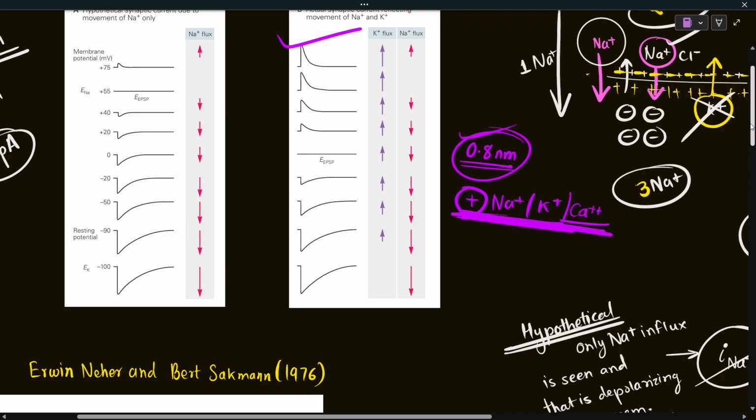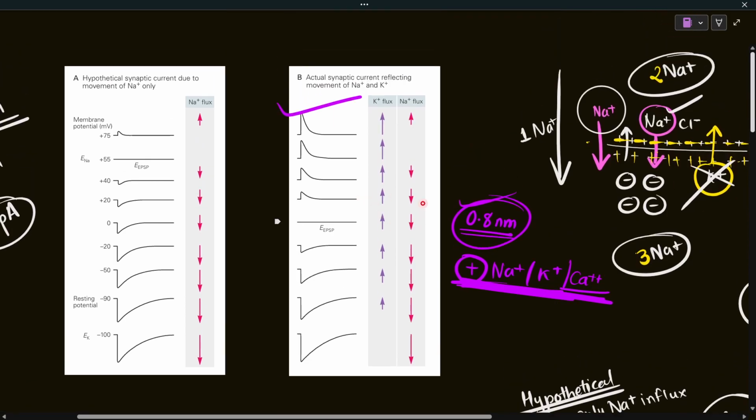Here you can see that when the cell is at rest, the total current is inward at the resting membrane potential of minus 90 millivolt. The current is inward, but this doesn't mean that there is no ion current outward from the cell. The total value is influx minus efflux. Initially we thought there was only inward current, but after some experiments we found out that there is influx as well as efflux.